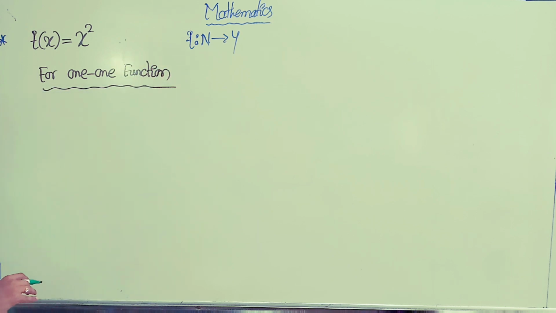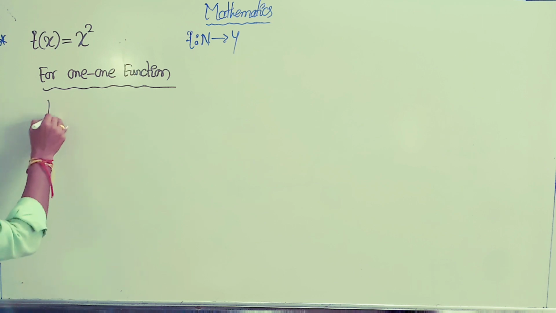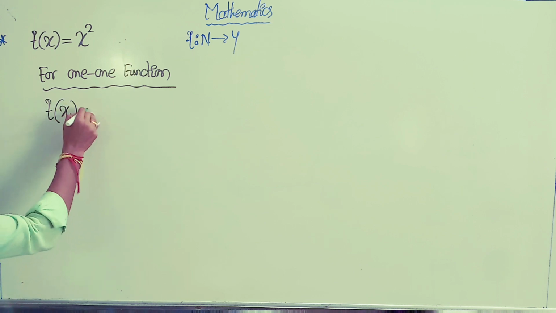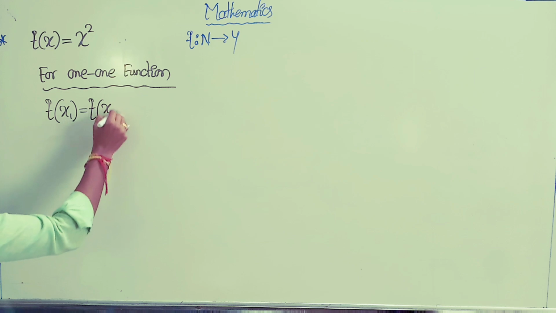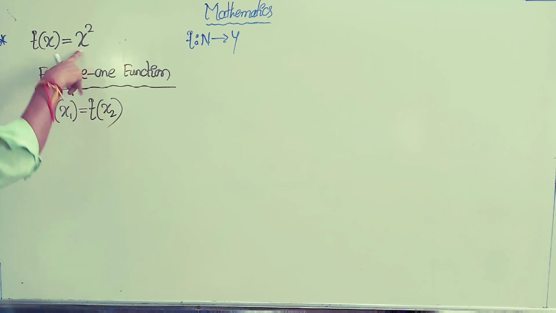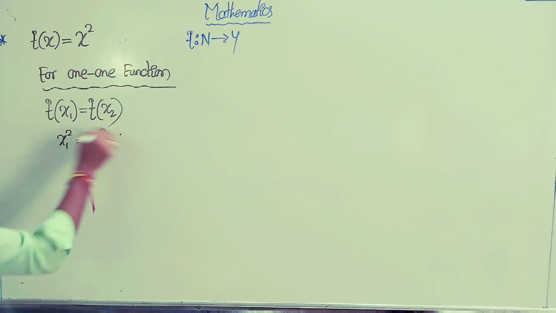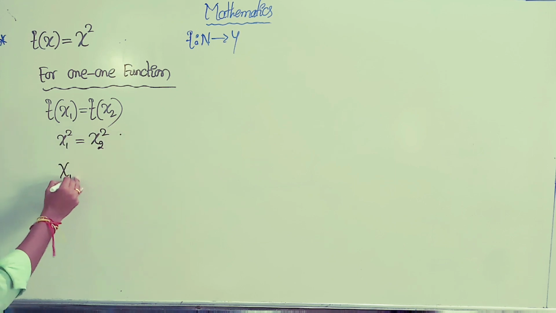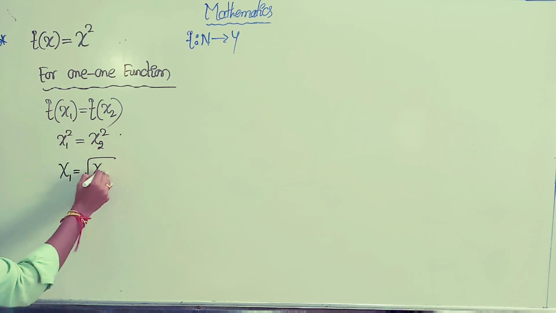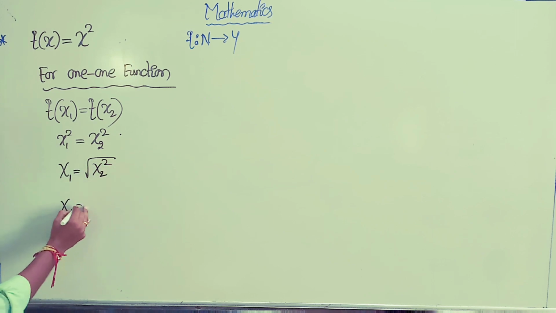Okay, concentrate on the board. F of x1 is equal to f of x2. What is f of x1? x1 square is equal to x2 square. Okay. Now x1 is equal to square root of x2 square. x1 is equal to x2, square root cancels.